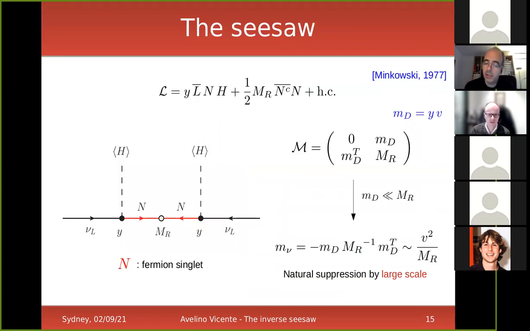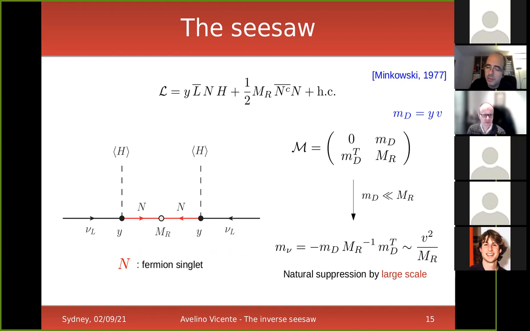And there is a solution that everybody knows, and it's the seesaw. This was proposed already almost 50 years ago by Peter Minkowski, and then followed by many papers that basically rediscovered the idea. And it's actually very simple. You just extend the standard model with singlet fermions. You can call them right-handed neutrinos. And these guys are singlets under the standard model gauge symmetry. Because of that, you are allowed to write down a Majorana mass term for them. It doesn't break any symmetry, only lepton number, but that is not a gauge symmetry of the standard model. So in principle, you're allowed to do that.